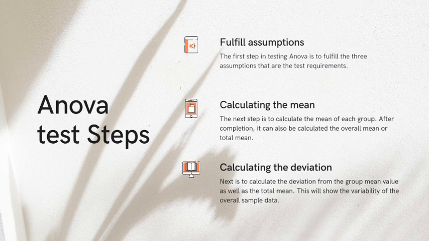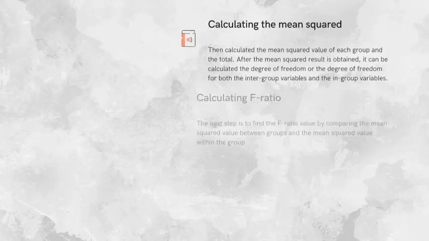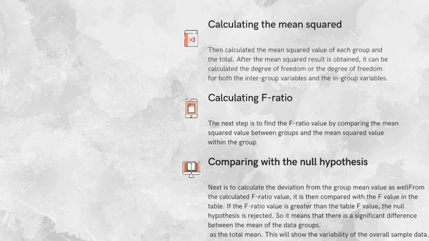Calculating the deviation. Next is to calculate the deviation from the group mean value as well as the total mean. This will show the variability of the overall sample data. Then, calculate the mean squared value of each group and the total. After the mean squared result is obtained, it can be calculated the degree of freedom for both the intergroup variables and the in-group variables.